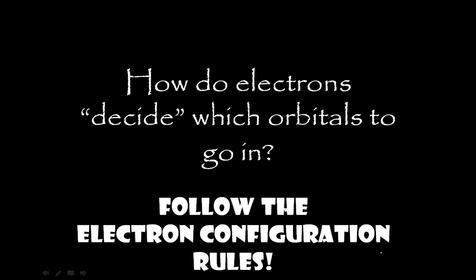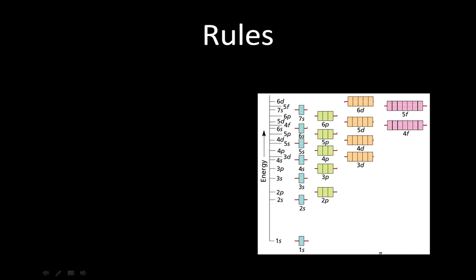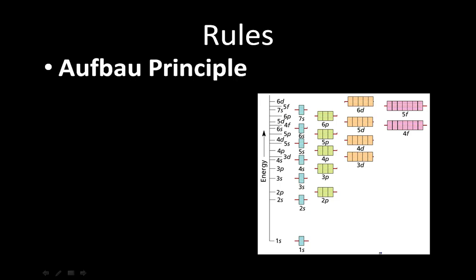And there are 3 rules that the electrons must follow in order to find their home in an orbital. The first rule is the Aufbau principle. This is kind of like the lazy tenant rule, so this is kind of an informal name for it. The proper name is the Aufbau principle, but Aufbau means build up.